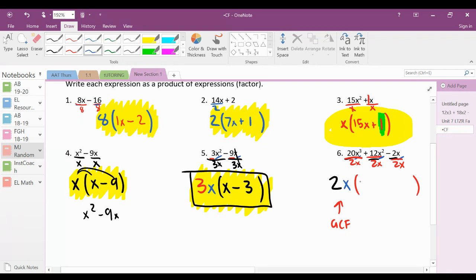20 divided by 2 is 10, x cubed divided by x is x squared, plus 6x minus a simple 1. Again, you can multiply back in, or double check inside the parentheses that they have nothing left in common.